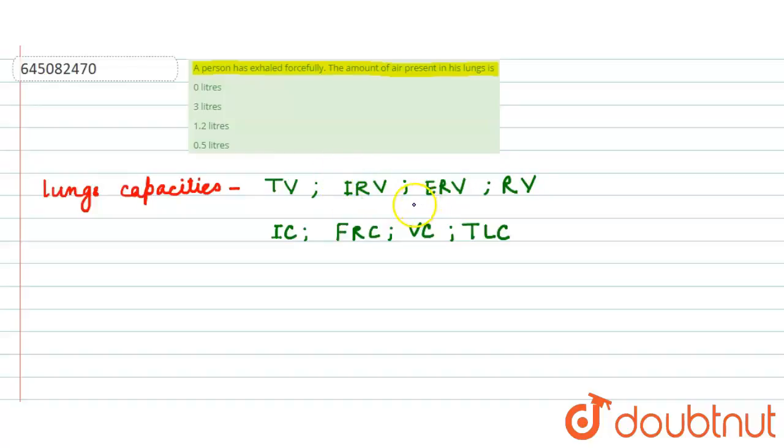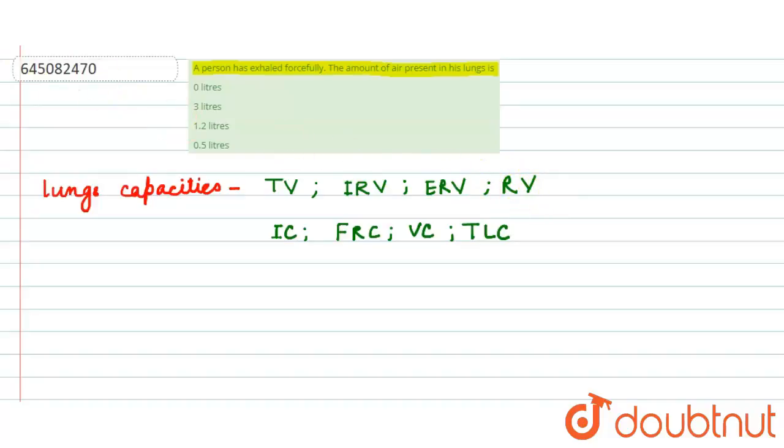Then we are having expiratory reserve volume, which is the additional air that can be forcibly exhaled after the expiration of a normal tidal volume. It is around 1.2 liters. And then we are having residual volume. Now, residual volume is the volume of air that remains in the lung even after maximum or forceful expiration.